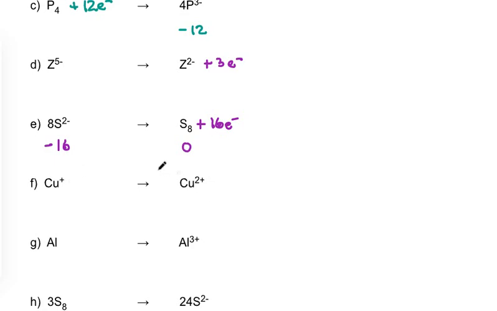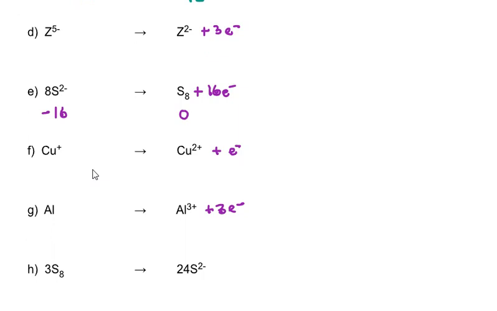Copper 1 to copper 2, the charges are +1 and +2, so a single electron would do it here. Now our total charge on the right is 2, take away 1 is 1. You can put 1e here, or you can just leave it as e, whatever you like. Aluminum, this is 0, this is +3, right side's higher, we put 3 electrons to drag it down. And last one, sulfur again.